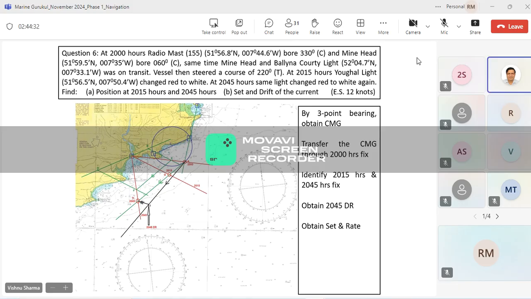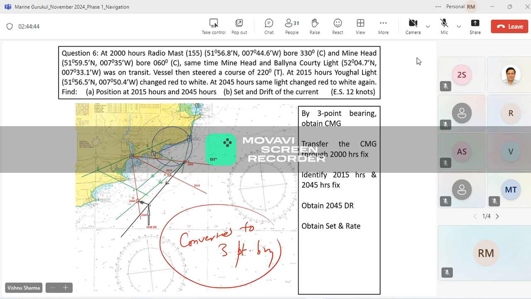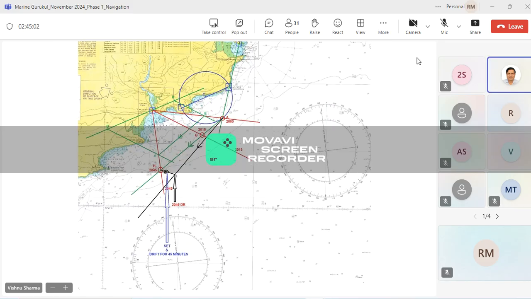So here, what have we done? We converted this question to a 3-point bearing by drawing the third PL, because the two PLs were intersecting at, there, 2 lines will always intersect at one point. So we converted, because we knew a fix, we converted it into a 3-point bearing problem. Is that clear to everybody, guys? Yes, sir. So this is the zoomed solution.